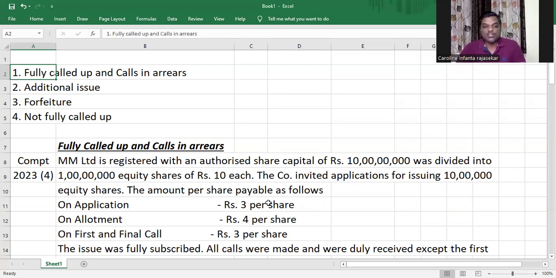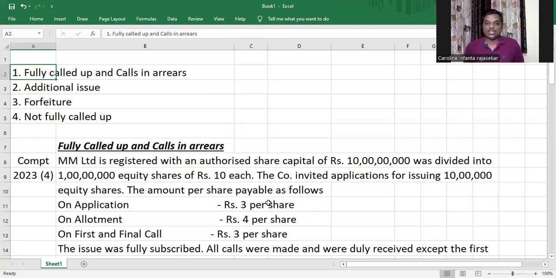One, the questions in which all the shares have been fully called up and there are some calls in arrears, and how would you prepare the share capital schedule. Questions in which there is additional issue. There is already some share capital issued already, on top of that, additional issue of shares have happened. Questions in which there had been calls in arrears and those shares which had calls in arrears had been forfeited, and questions in which the shares had not been fully called up itself.